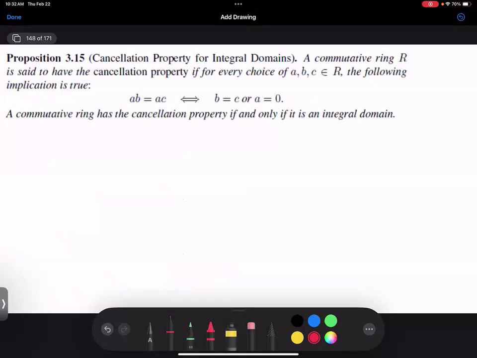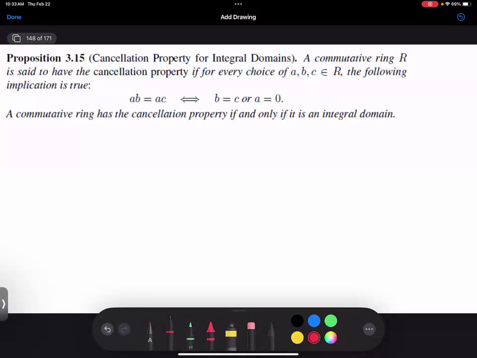So you always want to ask, how important is it for the ring to be commutative? So a commutative ring is said to have the cancellation property if for every choice of A, B, and C, the following is true. If A times B equals A times C, then B equals C or A equals 0. And a commutative ring has this cancellation property if and only if it is an integral domain. What this is basically saying is you can do what you would like to do. If you see AB equals AC, you want to basically say either A is 0, in which case, of course, the equation is true, or B equals C, in which case it's a triviality.